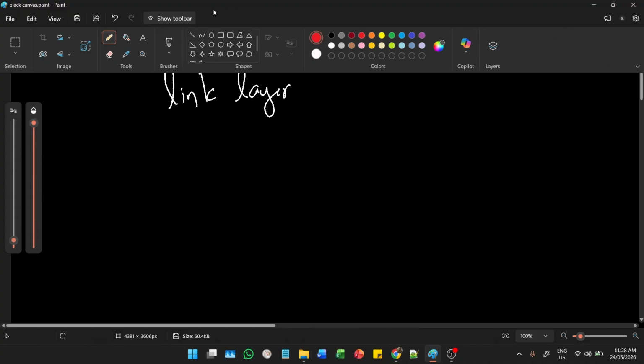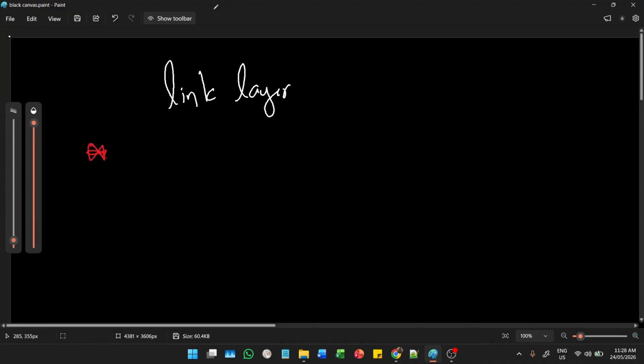Interesting, isn't it? So let us finally talk about the link layer. Now here's a very important distinction you need to make. It's a mistake that I made during lecture.